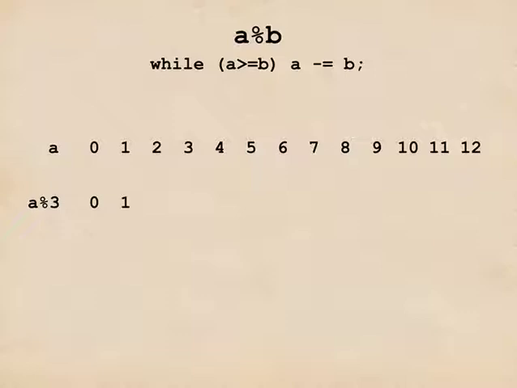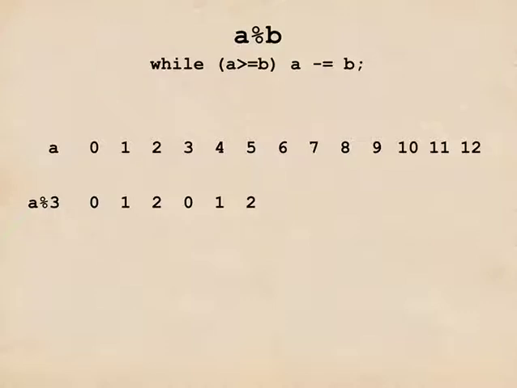The same story is true for 1 and for 2. So 1 mod 3 is 1 and 2 mod 3 is 2. Now how about 3? 3 is greater than or equal to 3, so we subtract 3 from A, giving us 0, and that is A mod 3. Using the same logic, 4 mod 3 is 1, and 5 mod 3 is 2.